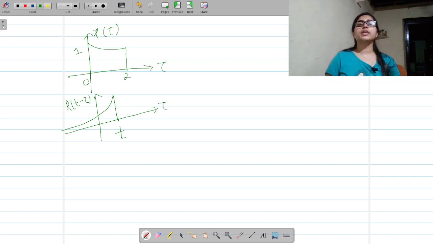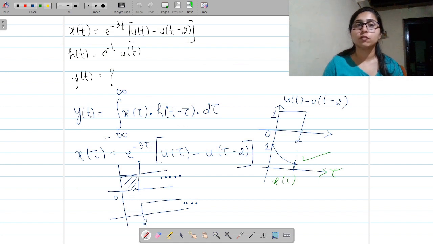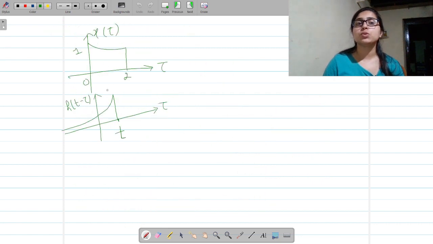So now we will take different cases to find out y of t. Why are we going to take the different cases? Because we have seen the integral is a convolution integral. It is a multiplication of these two particular signals, right? It is a multiplication of these two signals.